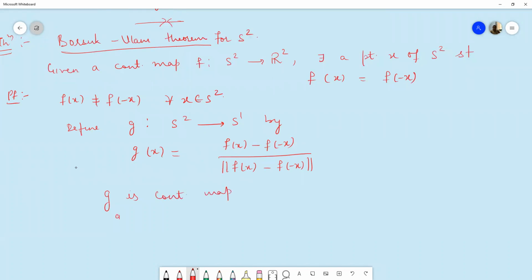And secondly, G of minus x is equal to minus G(x). So here we are saying that G is a continuous antipode preserving map from S2 to S1, and that is a contradiction to our previous theorem. So there exists a point x in S2 such that the images of x and minus x are the same under the mapping F. So this completes the proof of the Borsuk Ulam theorem.